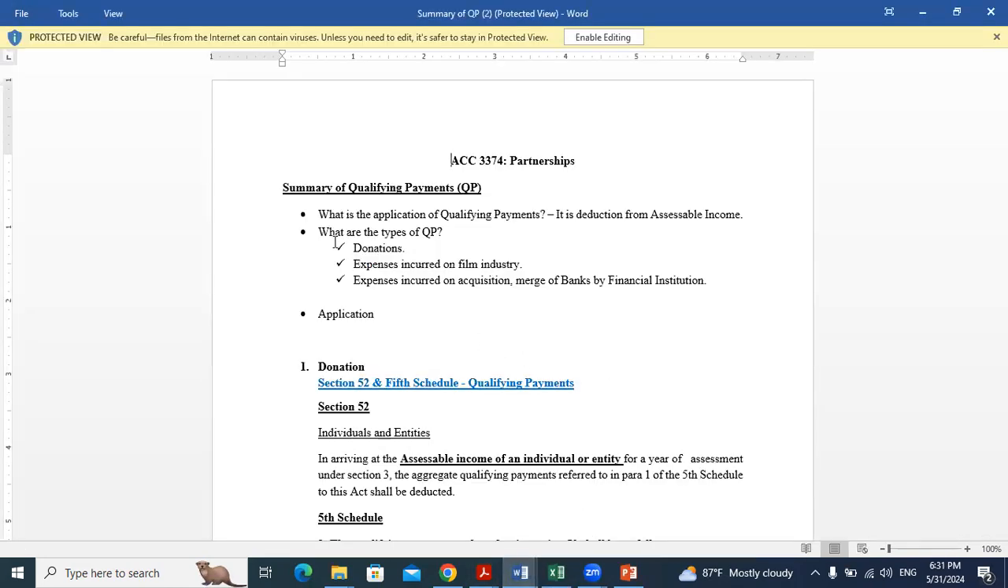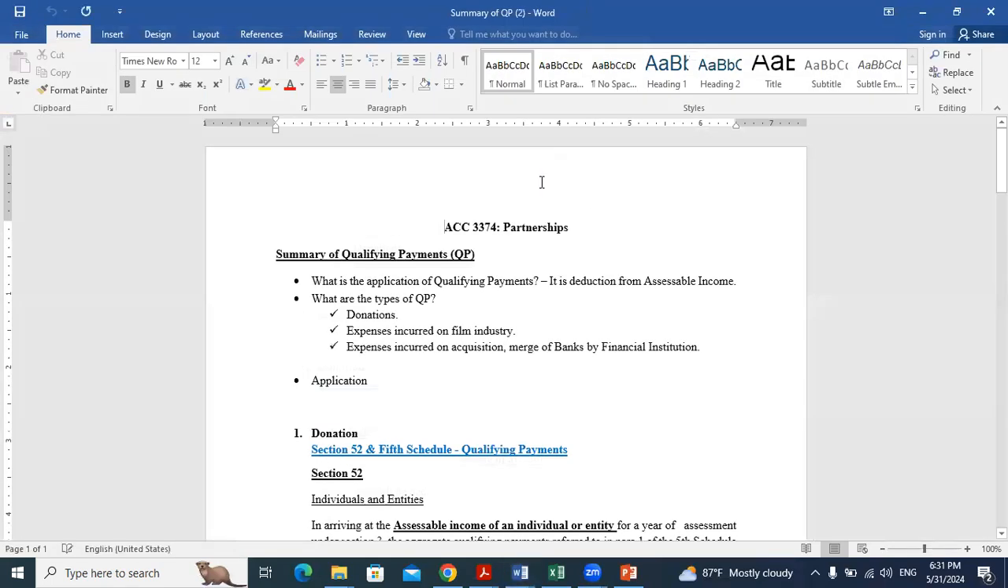So these are the qualifying payments, the summary version of qualifying payment. This particular material has been discussed with Madam Naina Anjali, the resource person who takes our advanced taxation course in the final year. She also assists us in resolving some tax issues, since they are practicing while we are not practicing. So this is the summary.